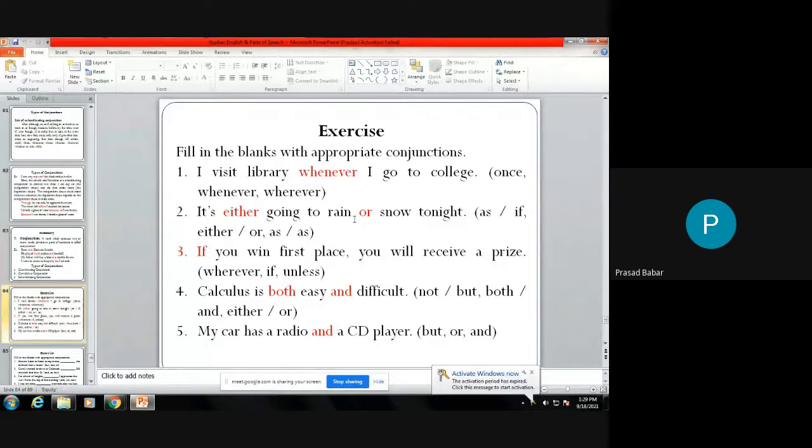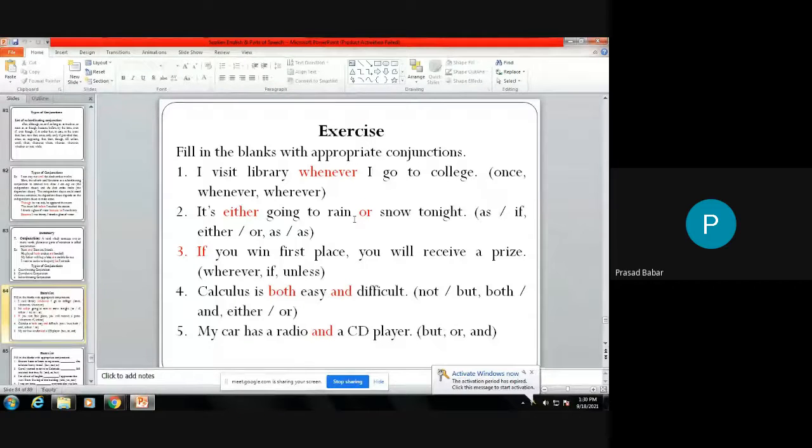Then see the next example. It's either going to rain or snow tonight. So options are as if, either, or as. Can we use as if? It's as going to rain if snow tonight. It is not suitable. Then the next is as. Can we use as? No. It's as going to rain as snow tonight. So these two are the false options. The correct option is either or.